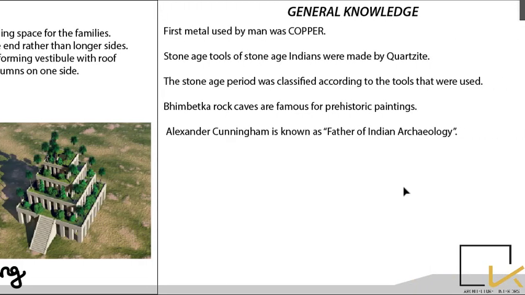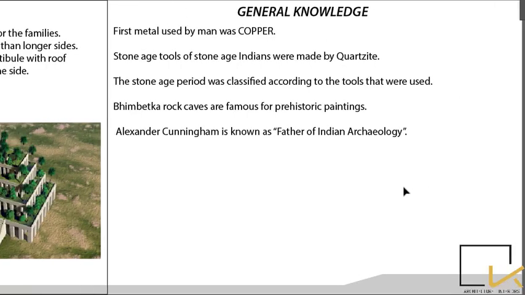For general knowledge, the first metal used by man was copper. Stone Age tools of Stone Age Indians were made of quartzite. Quartzite is a type of stone. We will learn about stone, and there are various types like igneous, sedimentary, metamorphic. We will learn about all these stones when I teach building materials.